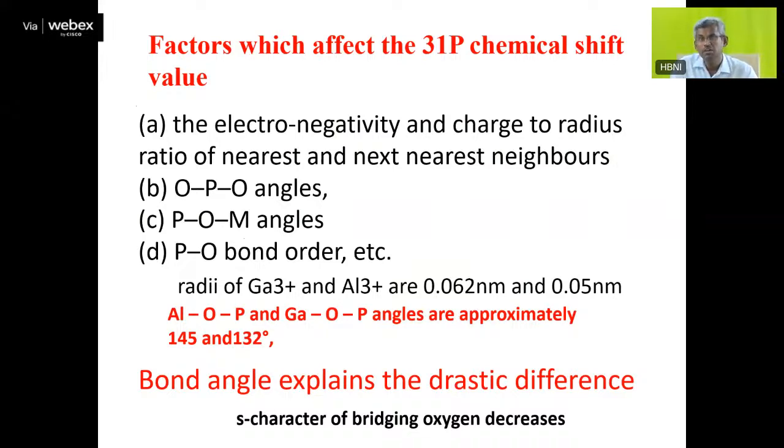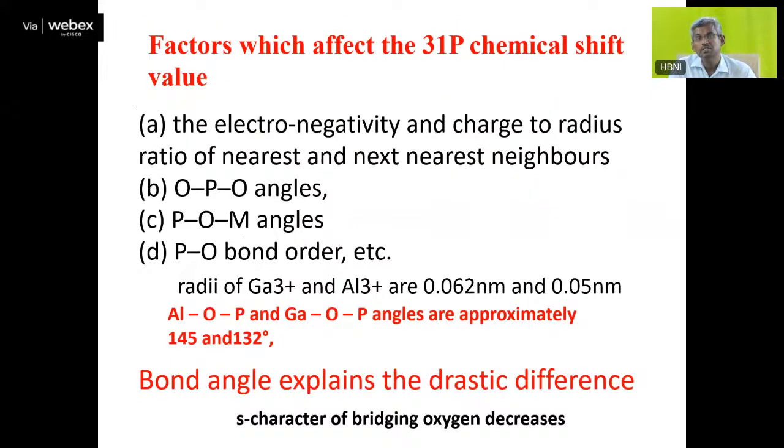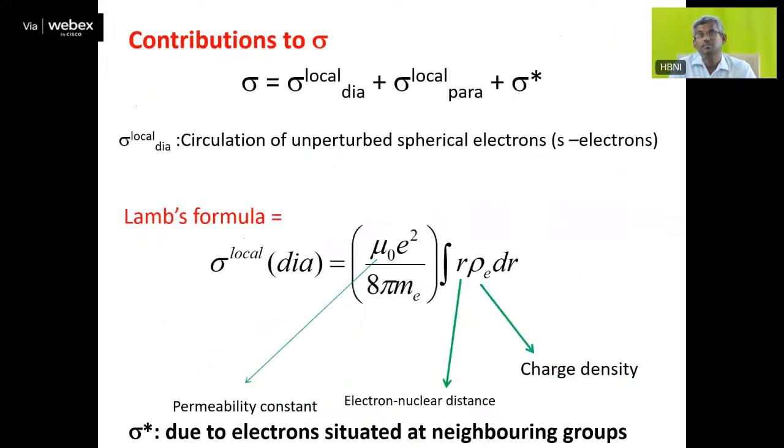So in these cases which I have mentioned above, the chemical shift is mainly decided by the bond angle and electronegativity values. There are examples in which the chemical shift is decided by the OPO bond angle as well as the PO bond order, which I will be discussing further.